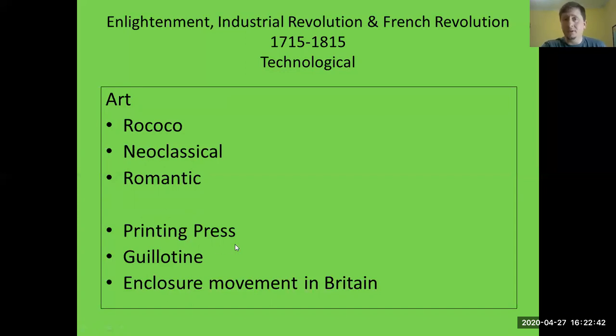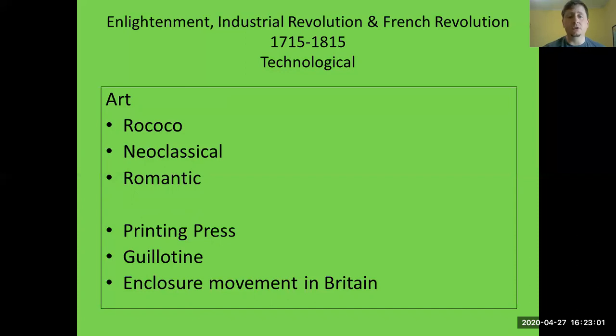The printing press is huge still. The guillotine gets invented. You can't forget the guillotine, chopping people's heads off since like 1790 something. And of course the enclosure movement in Britain. I put this on here to illustrate the idea that the agricultural revolution is continuing forward.